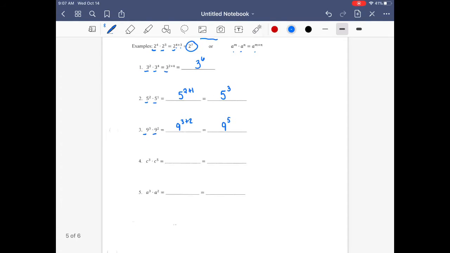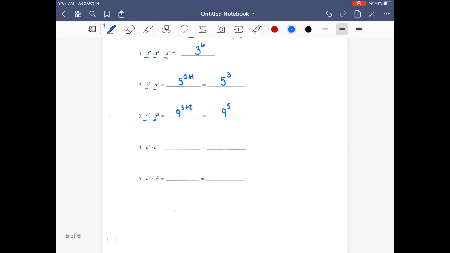Now we can also have variable bases. In number 4, we have base c to the 3rd times base c to the 5th. So we're going to combine both of those like bases into one base c. And then we're going to add those exponents 3 and 5. So our final answer is going to be c to the 8th power.